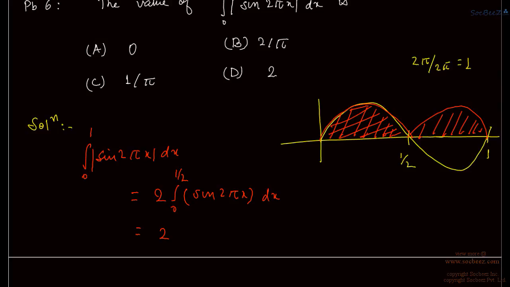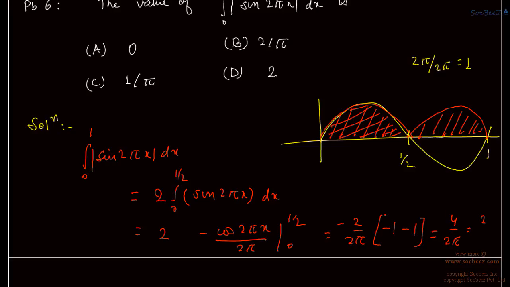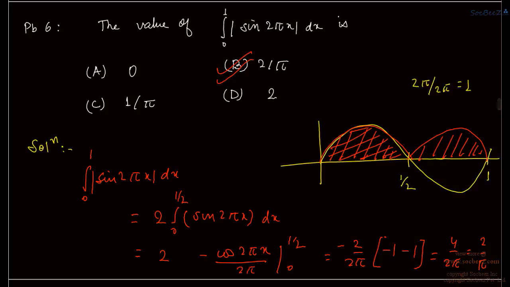Now 2, and the integration of sin 2πx is minus cos 2πx upon 2π from 0 to half, which is equal to 2 upon 2π times minus 1 minus 1. This is minus 2 upon 2π times 2, which is equal to 4 upon 2π, which is equal to 2 upon π. So option B is correct, right? Okay. Now moving to the next problem.